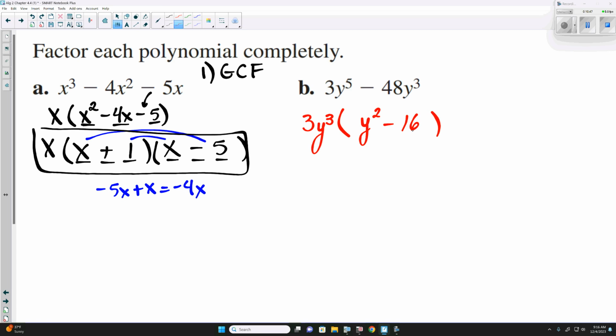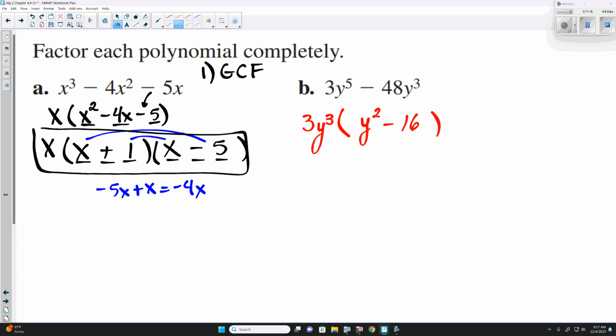Is y squared minus 16 factorable? We have 2 terms being subtracted, yes. And the only way we've learned to factor something with 2 terms being subtracted is difference of perfect squares. Is y squared a perfect square? What times itself is y squared? y. y squared is a perfect square. Is 16 a perfect square? 4 times 4. So it's a difference of perfect squares.